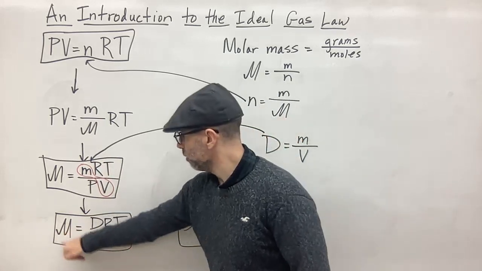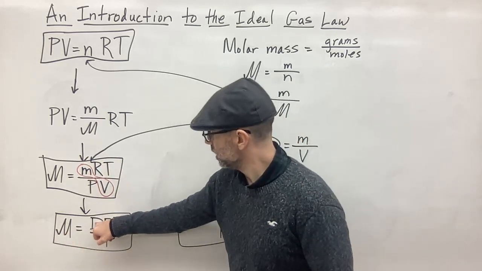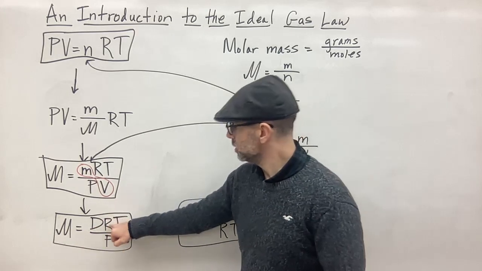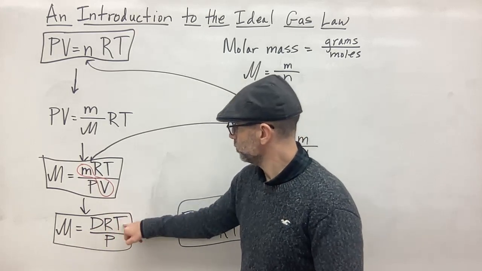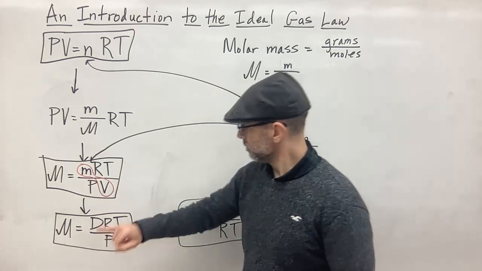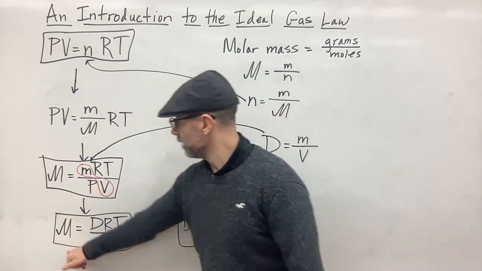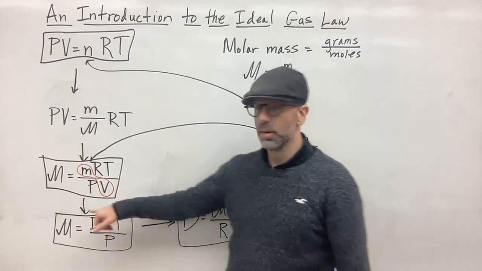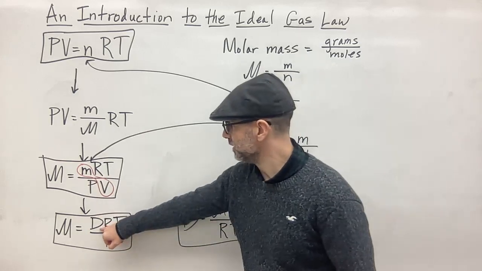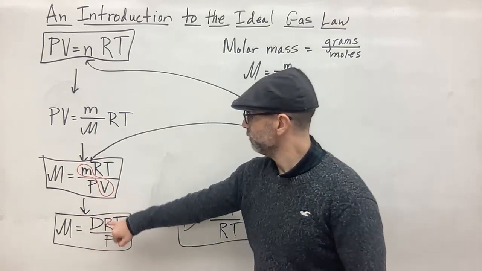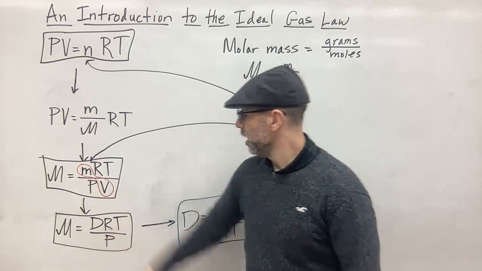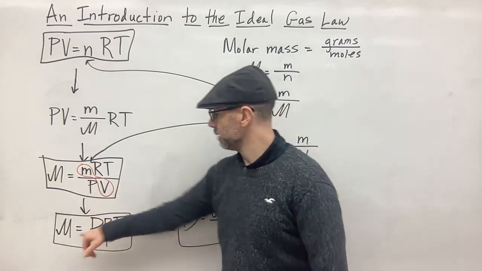So here we have molar mass is equal to d, density, multiplied by R multiplied by T in Kelvin, divided by P. So here's another equation that you can use for molar mass. If you're given the density, R, T, and P, then you can plug those in and get molar mass.